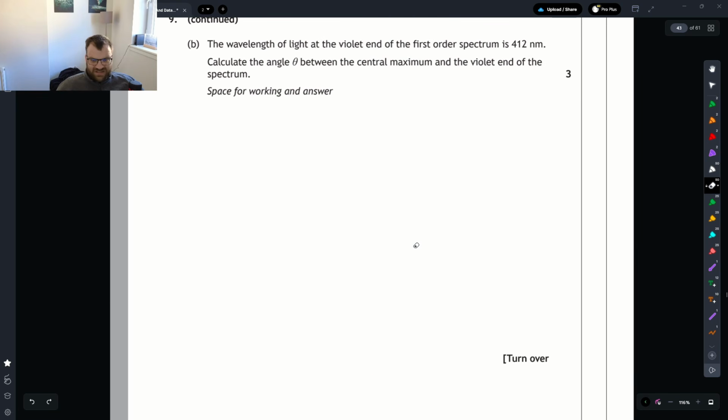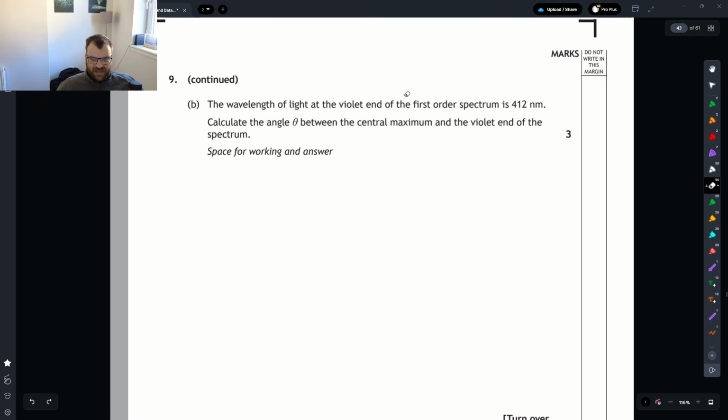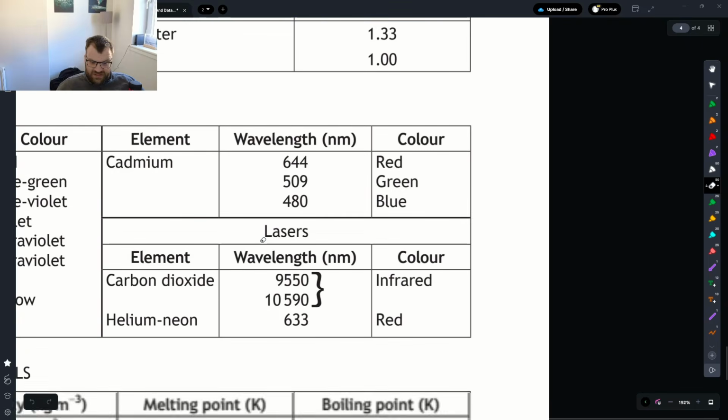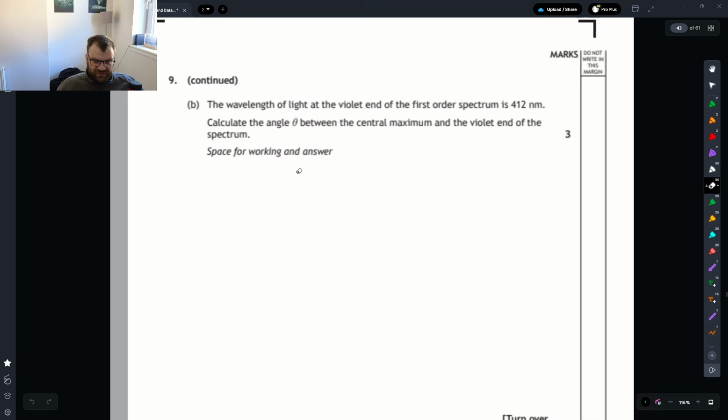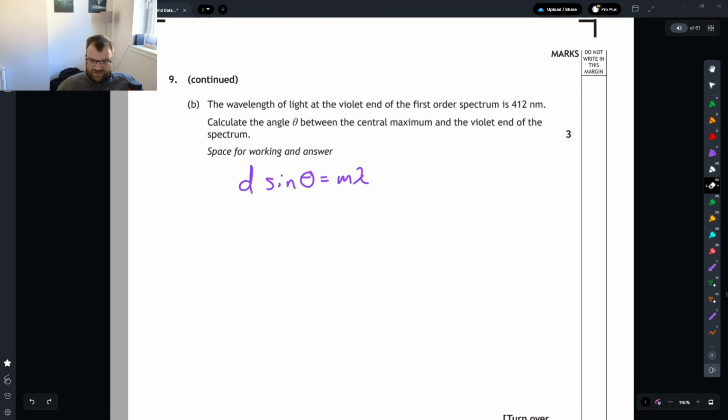We are then asked to calculate the angle between the central maximum and the violet end of the spectrum, and we're given a wavelength. To do that, this is the relationship we want, where d is to do with the slit separation. We've got the sine of the angle, and then the order, and I think we're talking the first order, and then the wavelength. So let's start seeing what we can fill in.